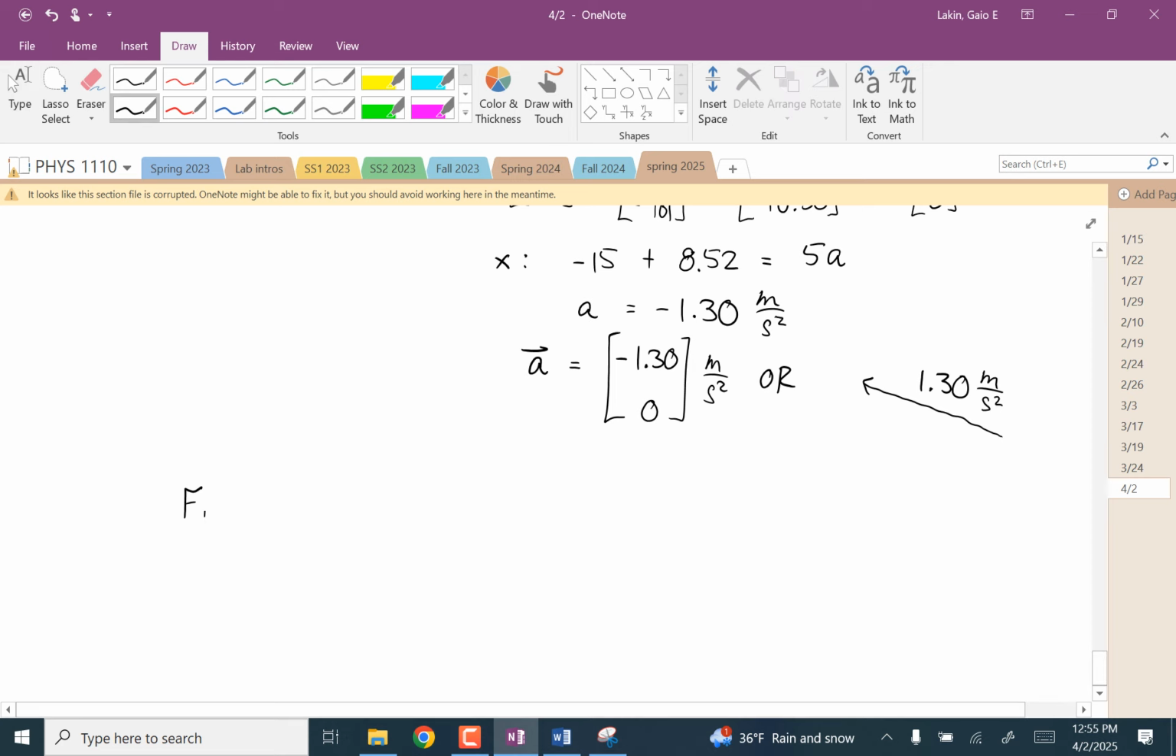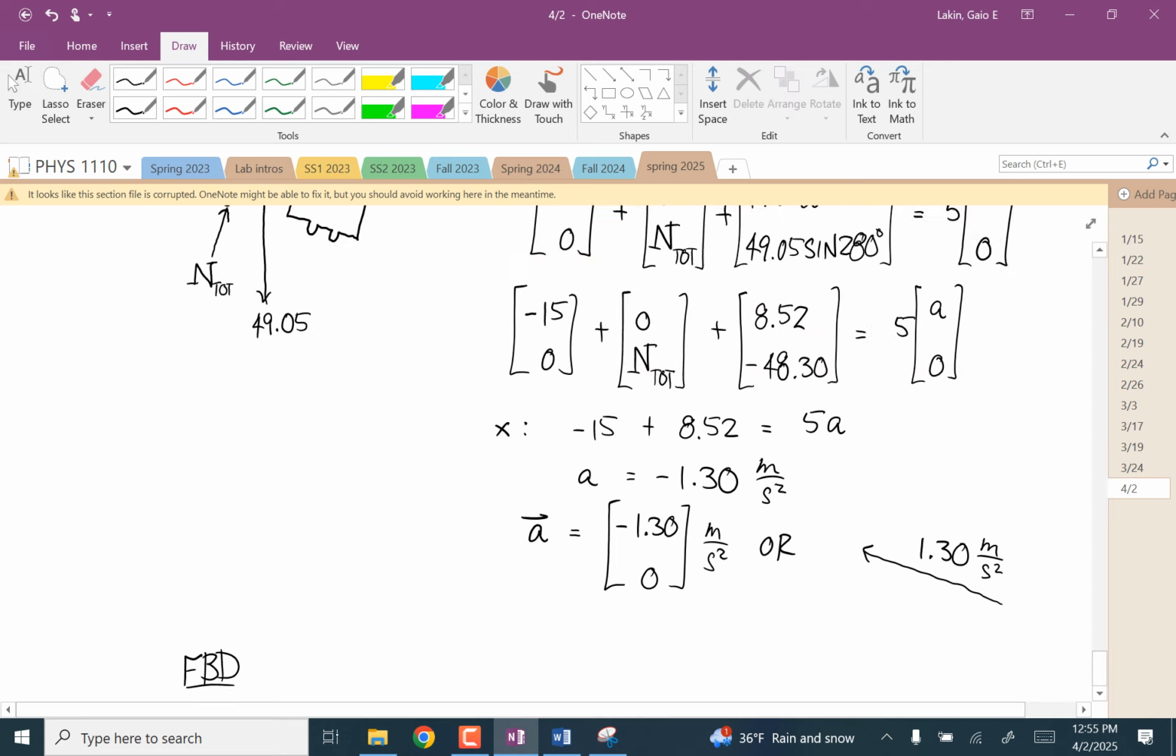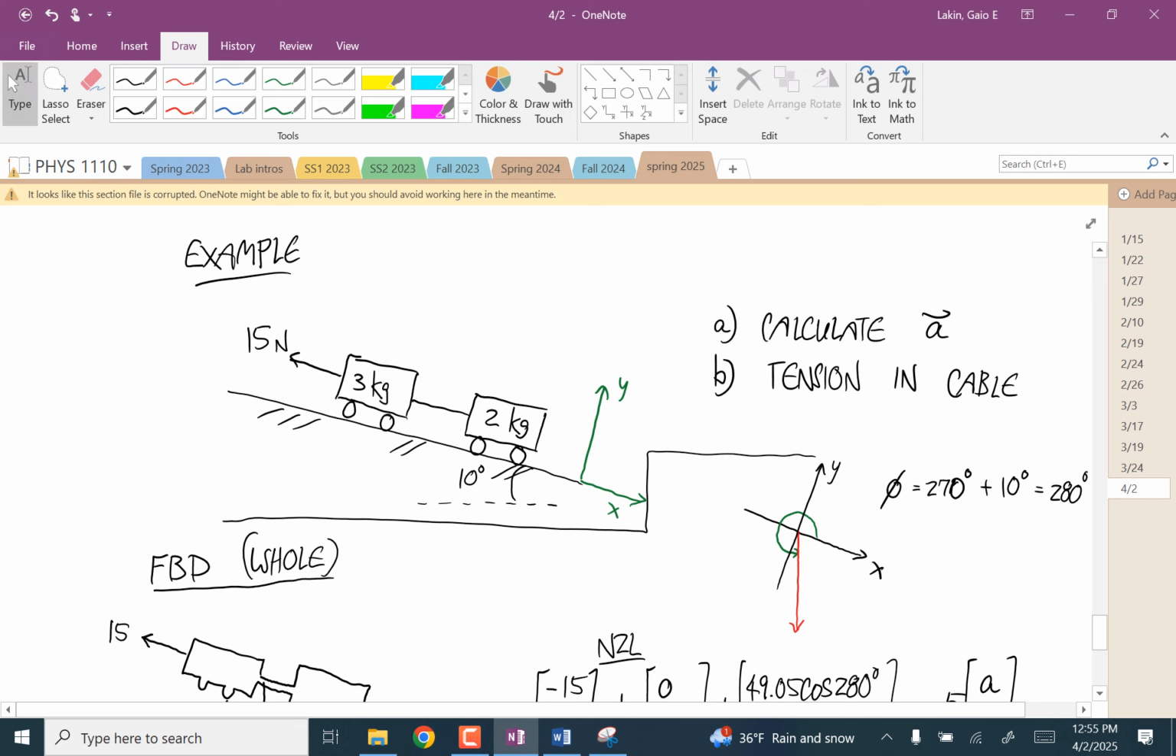So now I'm going to do a new free body diagram. And which one of these do we want to isolate in order to calculate the tension in that cable? The 3 kilograms? That'll work fine. The 2 will work fine. You'll get the same answer in either case if you do it right.